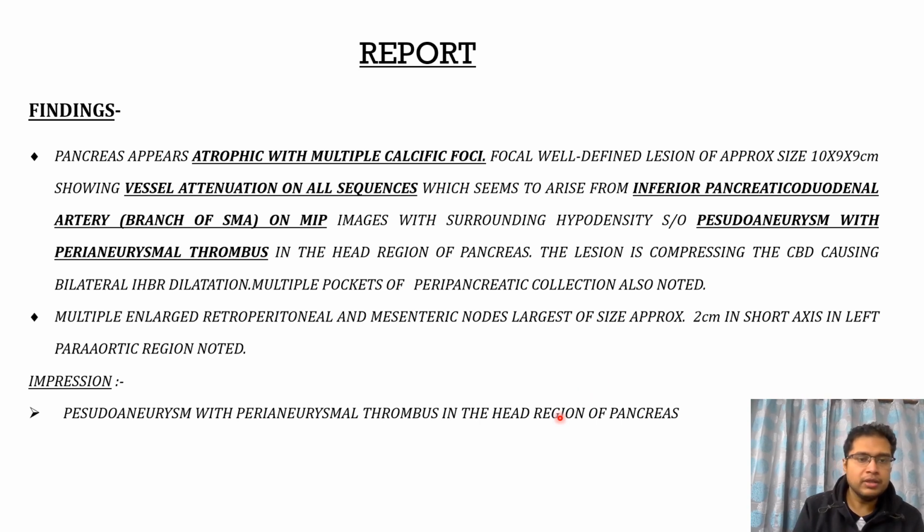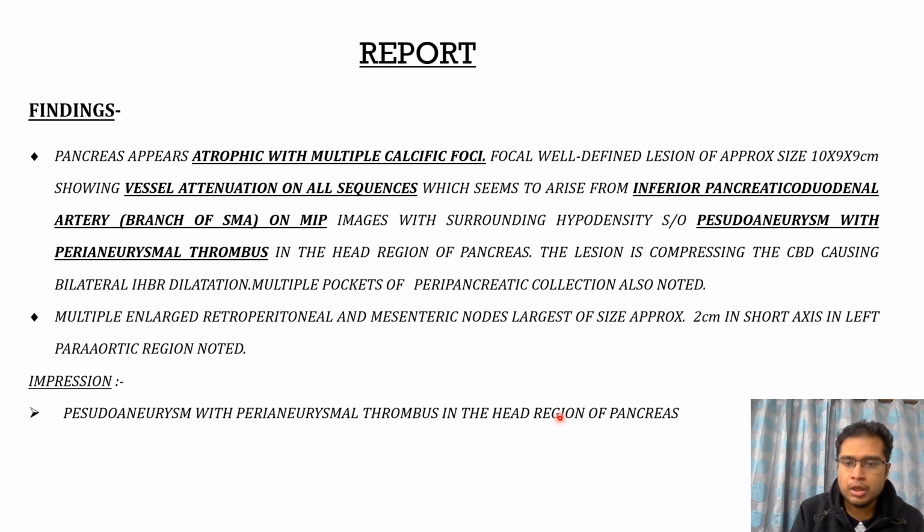And this is the report I had given, that the pancreas appeared atrophic with multiple calcific foci, and there was a focal well-defined lesion of vessel attenuation which seemed to arise from the inferior pancreaticoduodenal artery, which is a branch of the superior mesenteric artery, particularly seen on the maximum intensity projection images, where the vessels can be very well traced. And then there was surrounding hypodensity around the aneurysm, which was indicating a perianeurysmal thrombus in the head region of the pancreas.